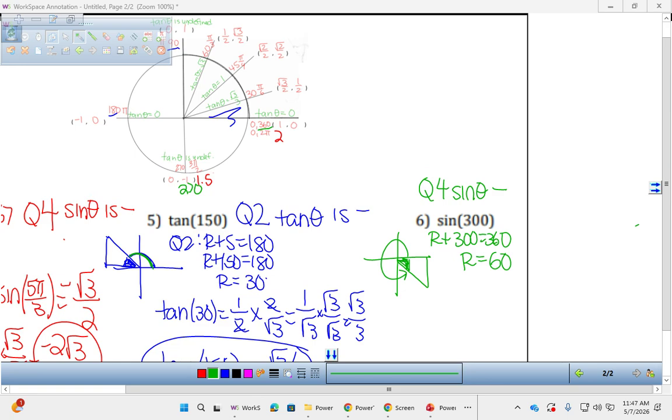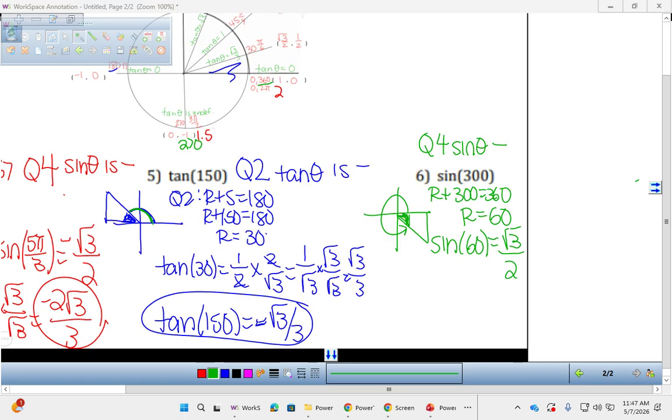And since I'm working with sine, I want to look at the y value. So at 60 degrees, the y value is √3 over 2. The sine of 300 is the same thing. It's the same triangle, it's just in a different quadrant. So it's still √3 over 2, but because we're in quadrant 4 now, quadrant 4 is below the x-axis and the y values are negative. Sine is negative in quadrant 4, so I add a negative to my answer.